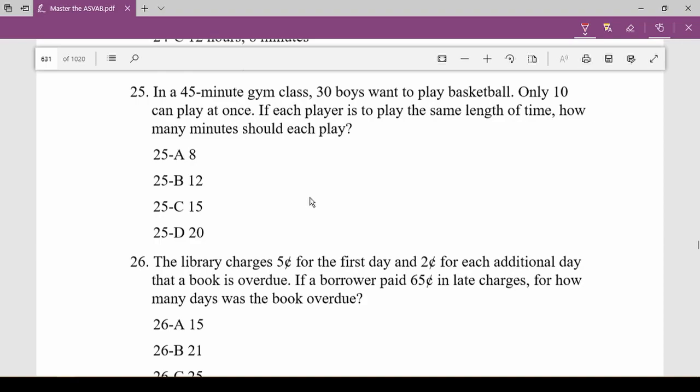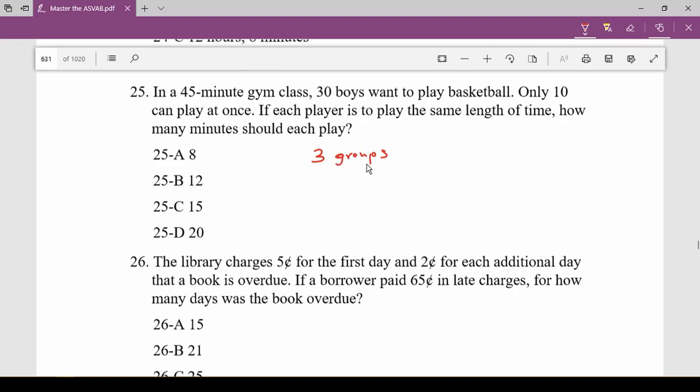All right, number 25, in a 45 minute gym class, 30 boys want to play basketball. Only 10 can play at once. If each player is given the same length of time to play, how many minutes should each play? So we got 30 boys. We're doing 10 groups of 10. So we know they're going to go in 3 groups.